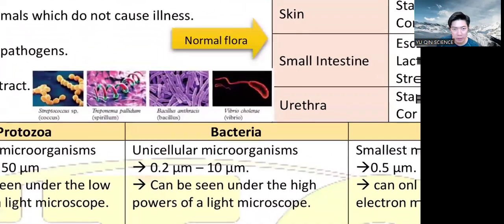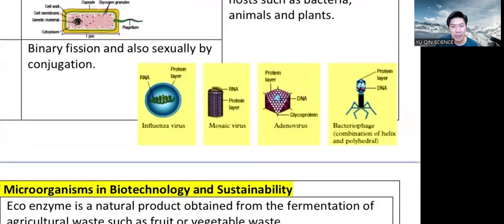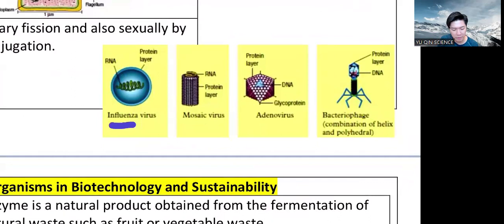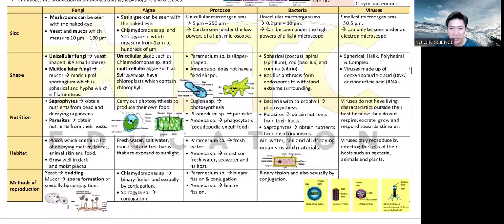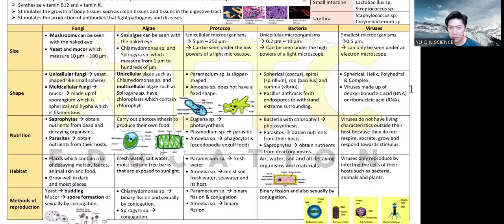Bacteria has 4 shapes that you need to memorize. Bacteria are separated by using different types of shapes. So Streptococcus is round, Spirillum is like a spring, Bacillus is rod shape, Vibrio is like a sperm basically, or like a comma. And virus also goes by shape: influenza virus, round shape, mosaic, adeno, and bacteriophage. Of course, this is pretty touch and go. I can't go through every single detail, so make sure you read when you do revision, okay?